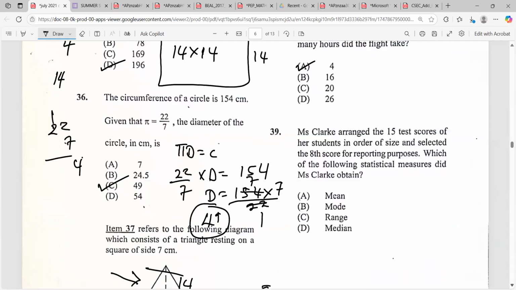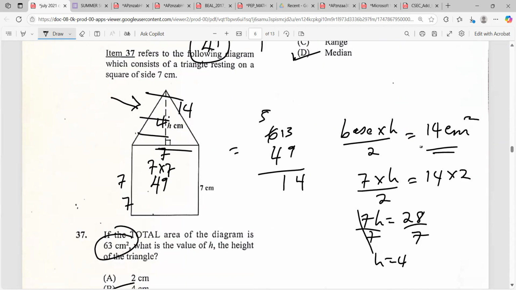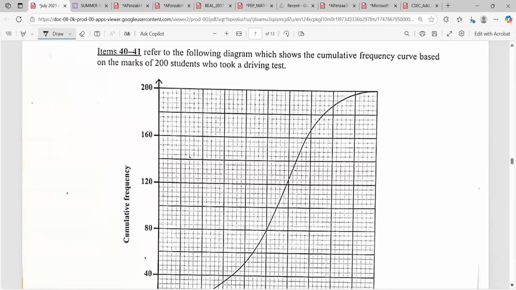Miss Clark arranged the 15 test scores of her students in order of size and selected the 8th score for reporting purposes. Which of the following statistical measures did Miss Clark obtain? That's the median, right? Because if there are 15 of them and she takes the 8th one, it'll be the half, right? So that will be the median. Nice little question, a question like that.